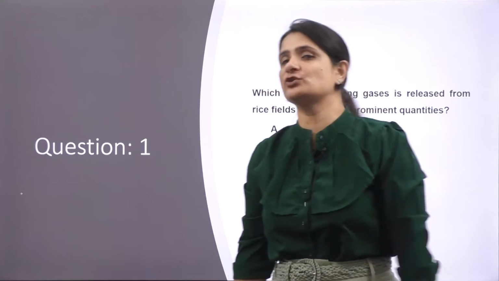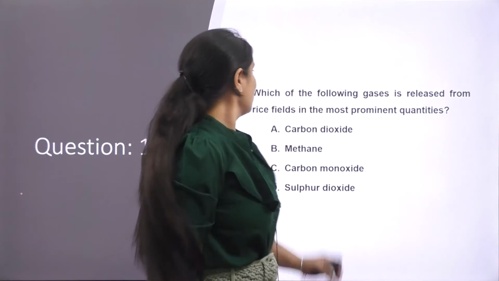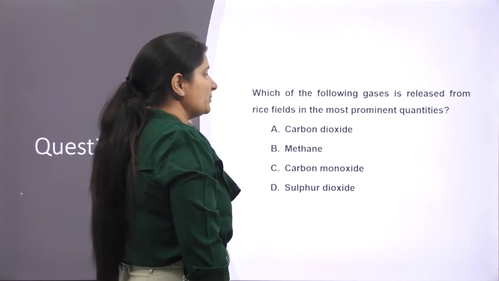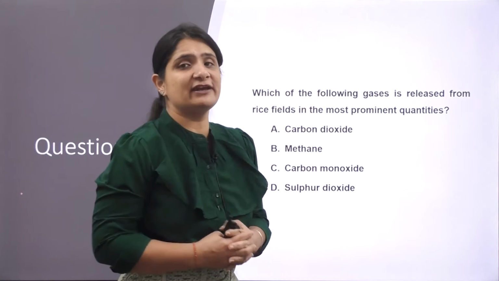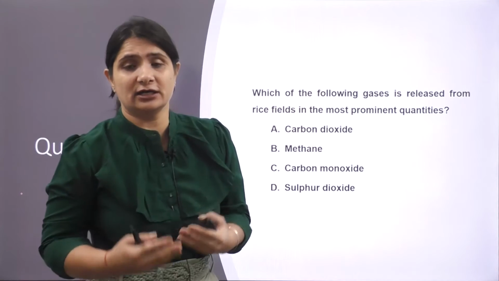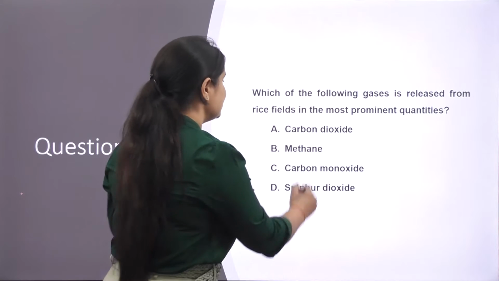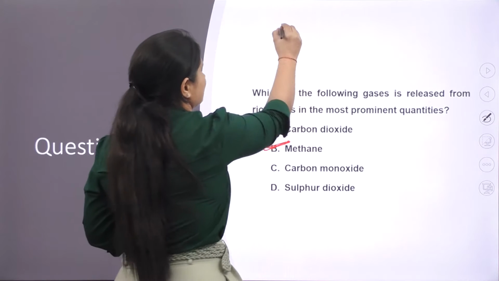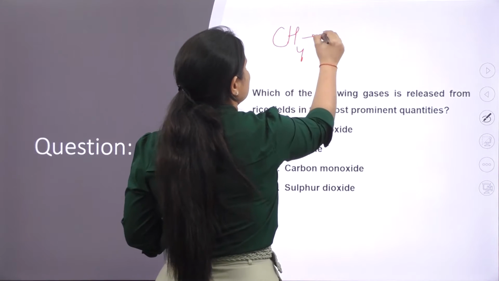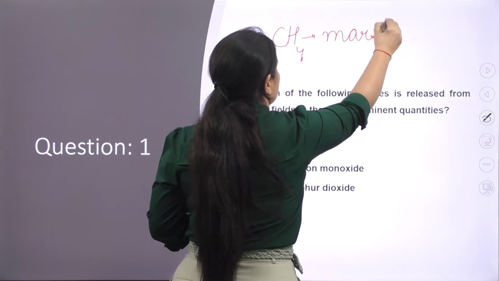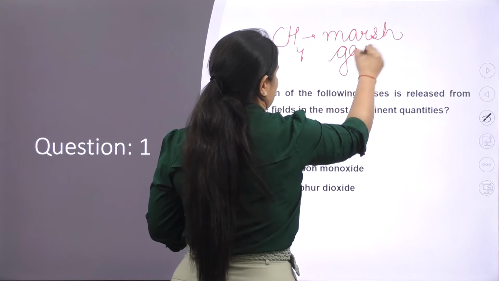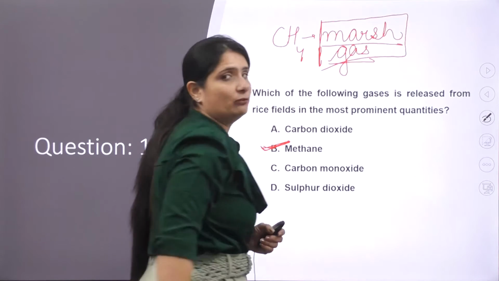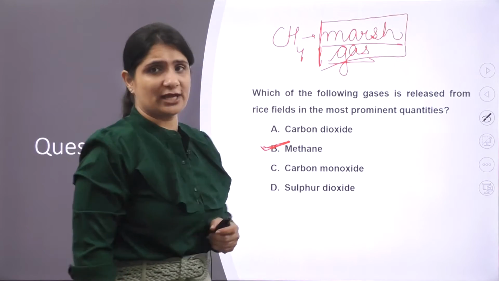So the first question which we have today is, which of the following gases is released from rice fields in the most prominent quantity? So remember, rice field से सबसे ज़्यादा गैस जो निकलती है, evolve होती है, that is methane. So option B is the right answer. So methane, that is CH4 gas, it is also called as marsh gas. Marshy areas में भी ये gas abundant quantity में present है, right? And again, it causes greenhouse effect and global warming, right? It's a greenhouse gas. Remember?